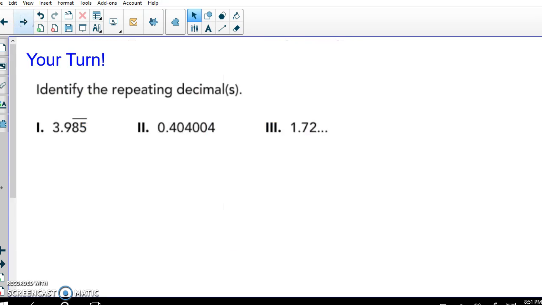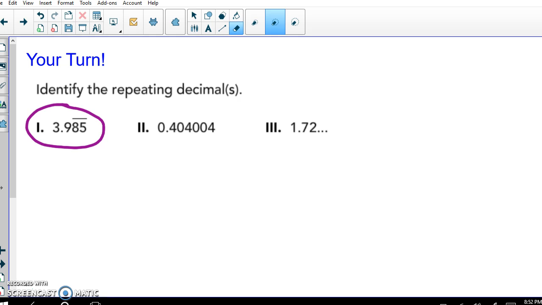Now it's your turn. Take a second to quickly identify whether these would be repeating or non-repeating, and put the examples that are repeating decimals on your sheet. Pause the video. All right, let's check your answer.